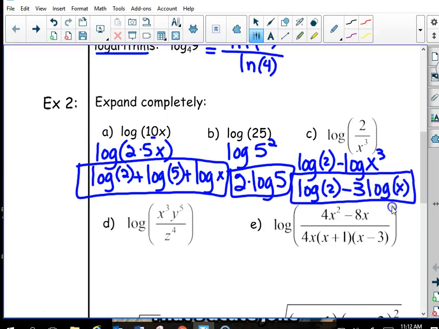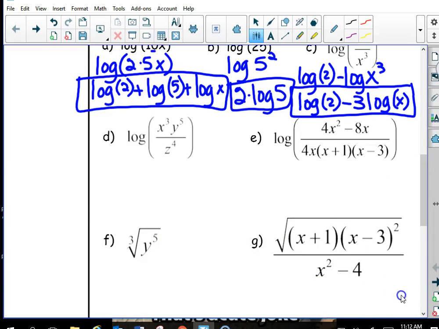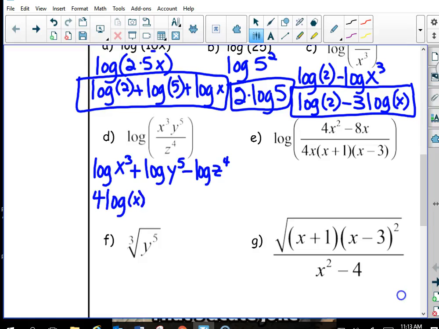All right, they get more complicated. So we've got two things that are multiplied in the numerator and then a division in the denominator. So let's just break everything out. Log x to the third plus log y to the fifth minus log z to the fourth, and they're going to expect us to turn those exponents into multipliers. So the final answer is going to be 3 log x plus 5 log y minus 4 log z.